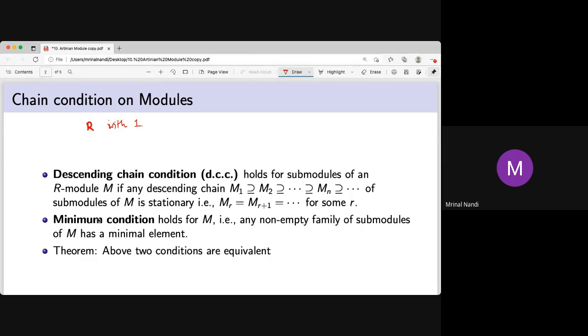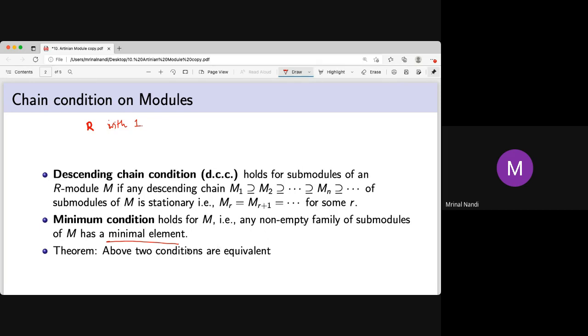One more chain condition is the minimum condition. What is the minimum condition? Any non-empty family of submodules has a minimal element. Here it is not just a chain; it is any collection of submodules. They may not be contained in one another, or may even be disjoint, any collection. So this is a more general type. You can take any family of submodules, and in that family there is a minimal element. This may or may not hold, but if there is a minimal element for every family of submodules, then it's called the minimal condition.